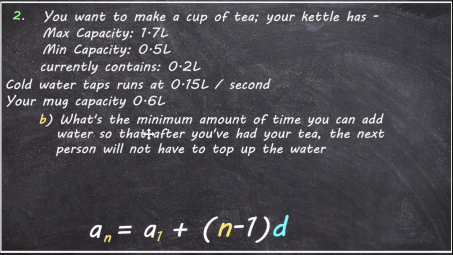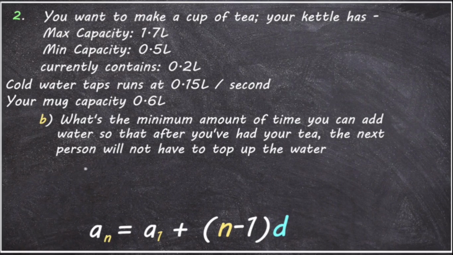The question is, what's the minimum amount of time you can add water to the kettle, obviously, so that after you've had your tea, the next person will not have to top up the water? Now, this question seems a little bit tricky, but the first thing you can do is to remember that the capacity of your mug is 0.6 liters, and there needs to be enough water in the kettle so that after you poured water into your mug, the water in the kettle should be at a level that doesn't need topping up. So that has to be at least at the minimum level, which is 0.5 liters. And so you need to work out how much water needs to be in the kettle for that to happen, and how long the tap should be on to reach that amount.